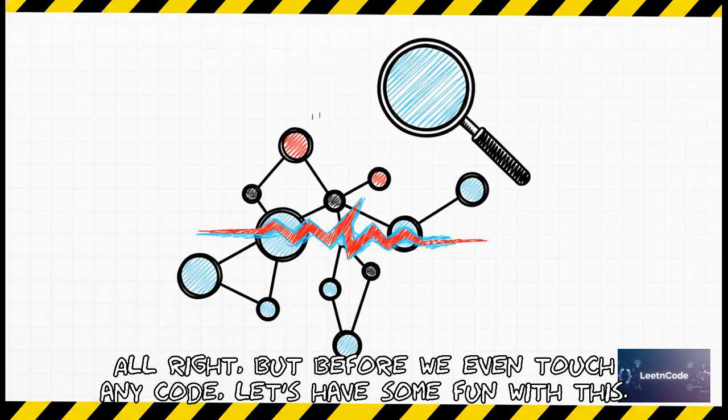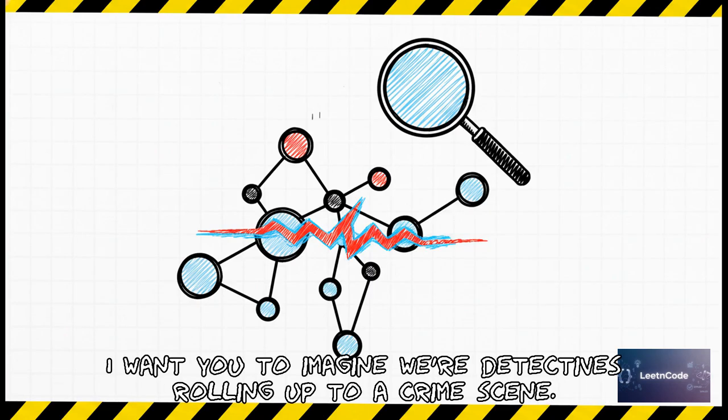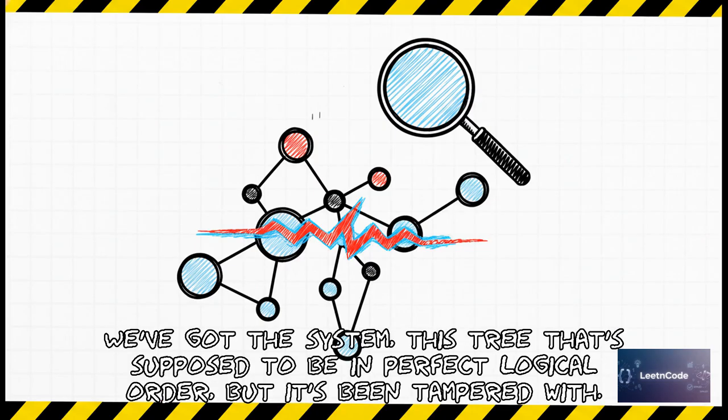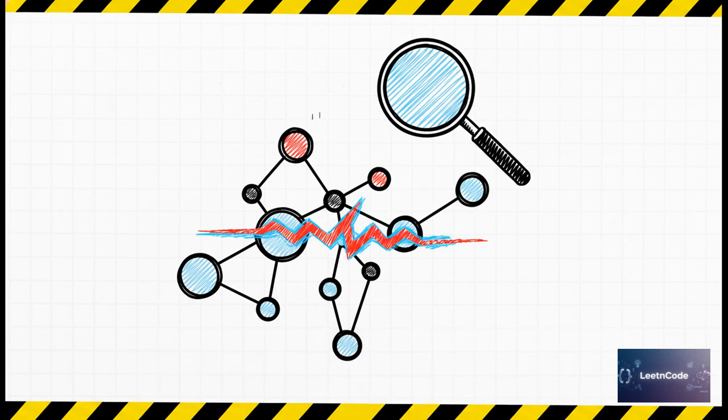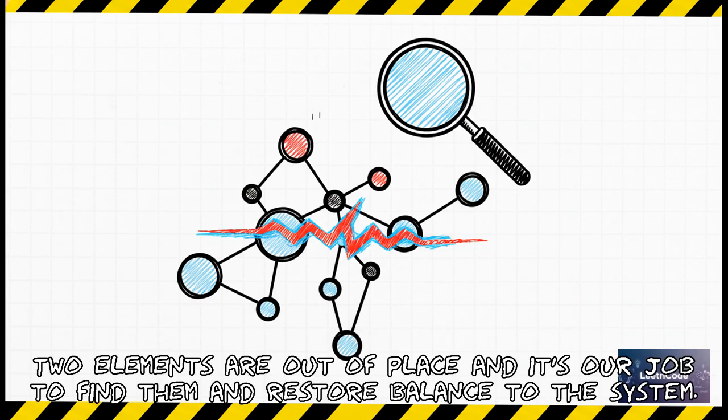All right, but before we even touch any code, let's have some fun with this. I want you to imagine we're detectives rolling up to a crime scene. We've got this system, this tree that's supposed to be in perfect logical order, but it's been tampered with. Two elements are out of place, and it's our job to find them and restore balance to the system.